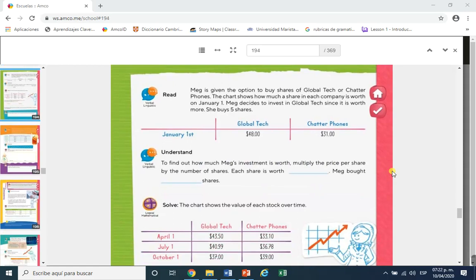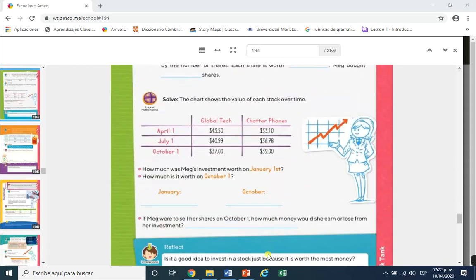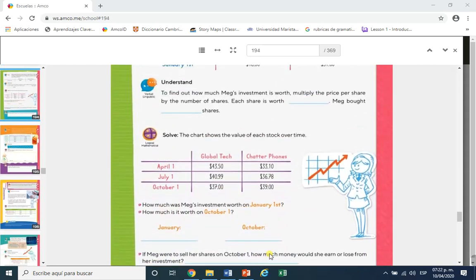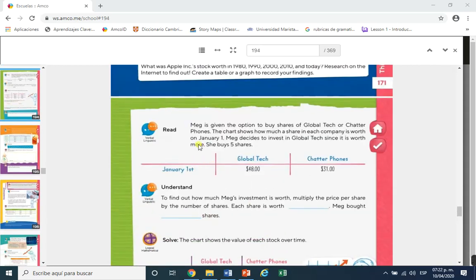Here on page number 172, we have our problem, okay? You have to read it very, very carefully. Check what they are asking you and answer it, okay? And this is going to be the work for today. So I'm going to read it with you.